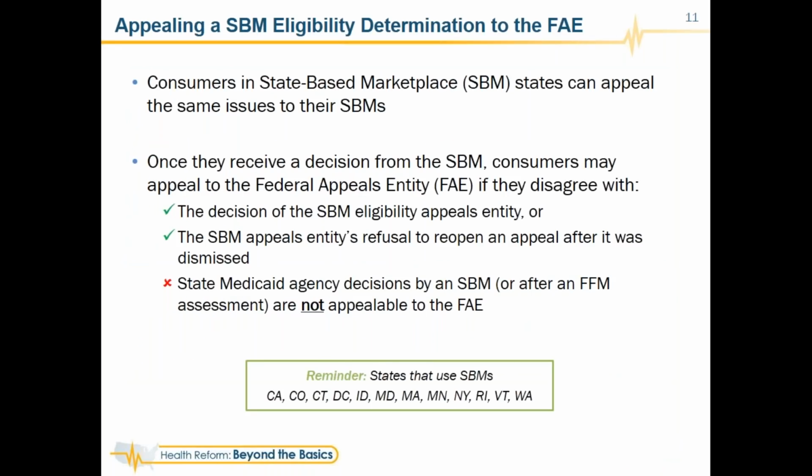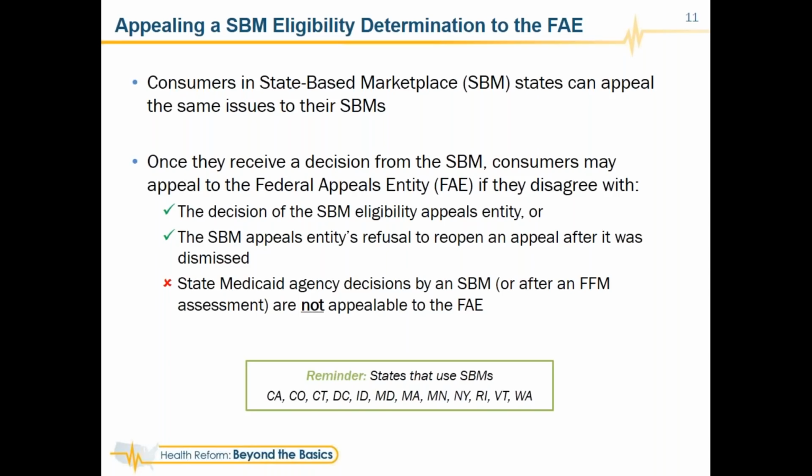So just to reiterate, as we mentioned at the beginning, consumers in state-based marketplaces can appeal these same issues to their state-based marketplace, and they should use that as their first avenue rather than appealing to the federally facilitated marketplace. Once a consumer receives their decision from their state-based marketplace, if they disagree with it, then they can actually appeal up to the federal appeals entity as long as it's addressing marketplace eligibility.